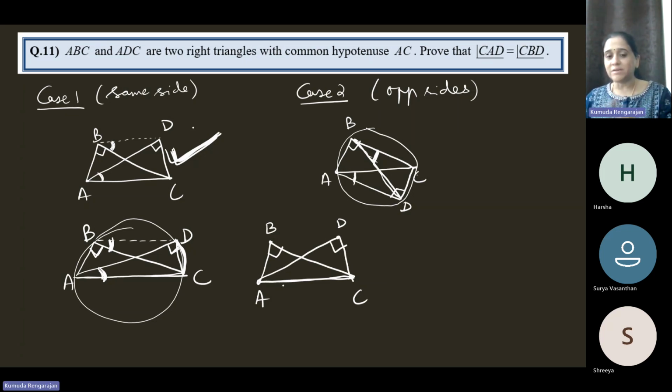So if a line segment joining 2 points subtends equal angles at 2 other points lying on the same side of it, then the 4 points are said to be concyclic. That's a theorem. That's why we are able to draw a circle passing through these 4 points.